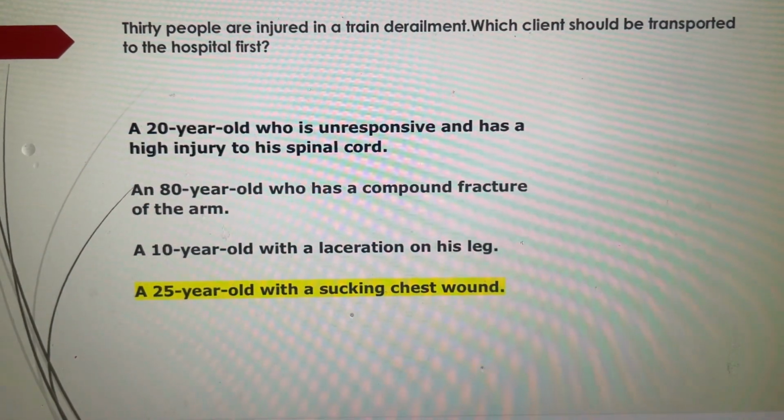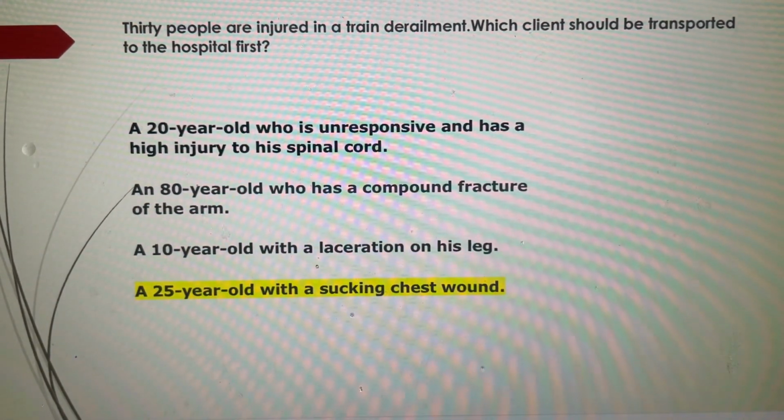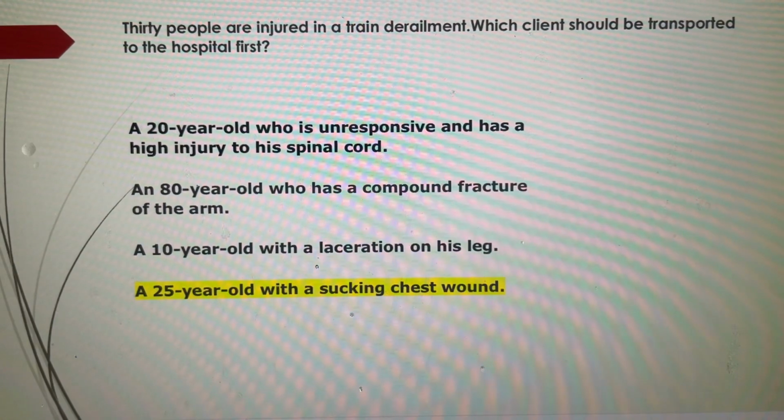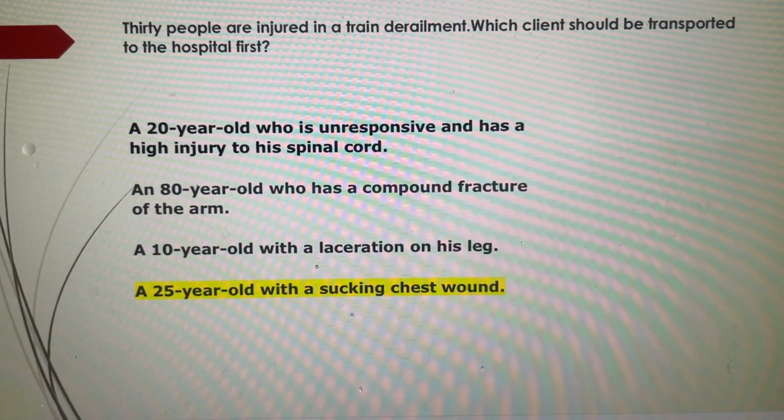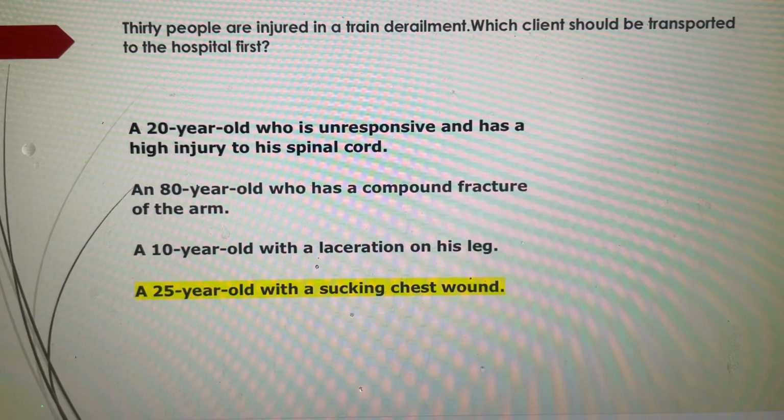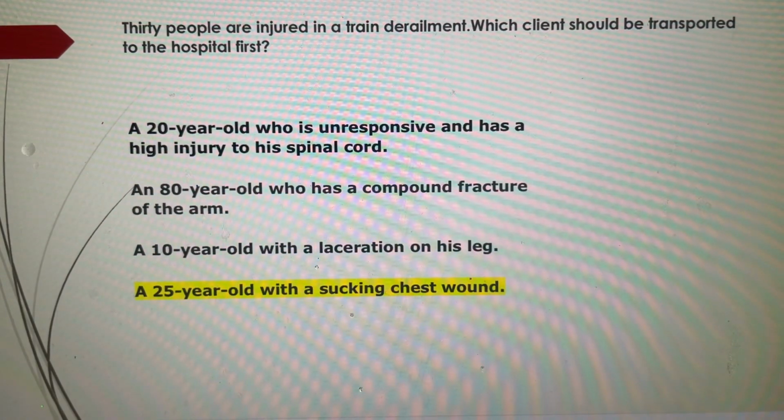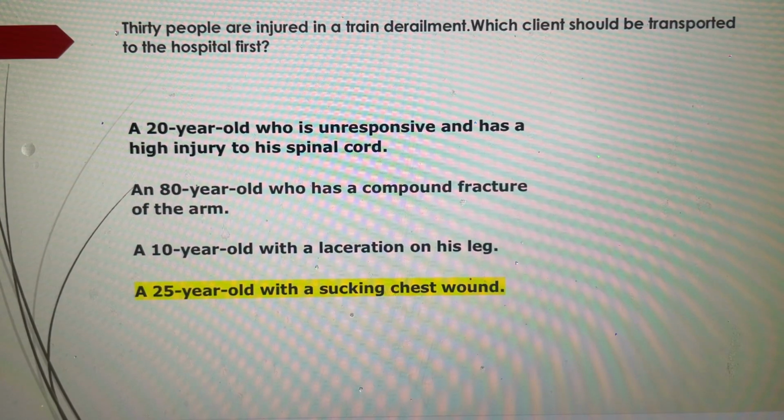These are used for those injuries that are so extensive that they will not be able to survive given the care that is available. So being unresponsive, and especially with a high injury to the spinal cord, means the likelihood of this patient to survive is pretty low. So we will tag him as a black tag under the START terminology. Again, START means simple triage and rapid treatment.